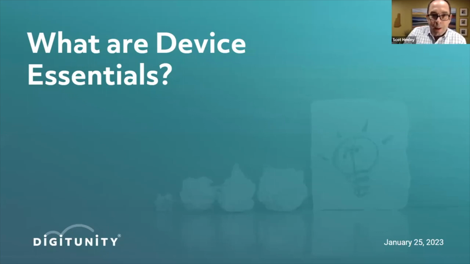So let's take a look first at device essentials. So what are device essentials? We've identified 13 key baseline elements, and maybe there are more that are not yet identified. Maybe more will pop up in the chat, but we've identified 13 so far. So we're just going to run through them rapid fire here.